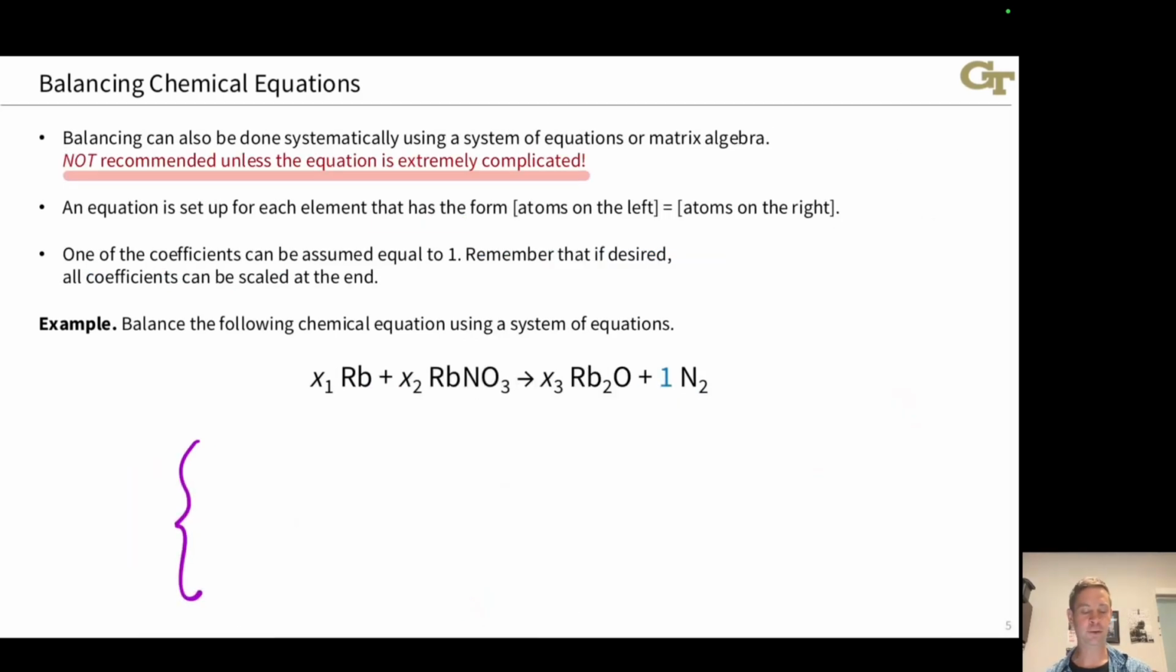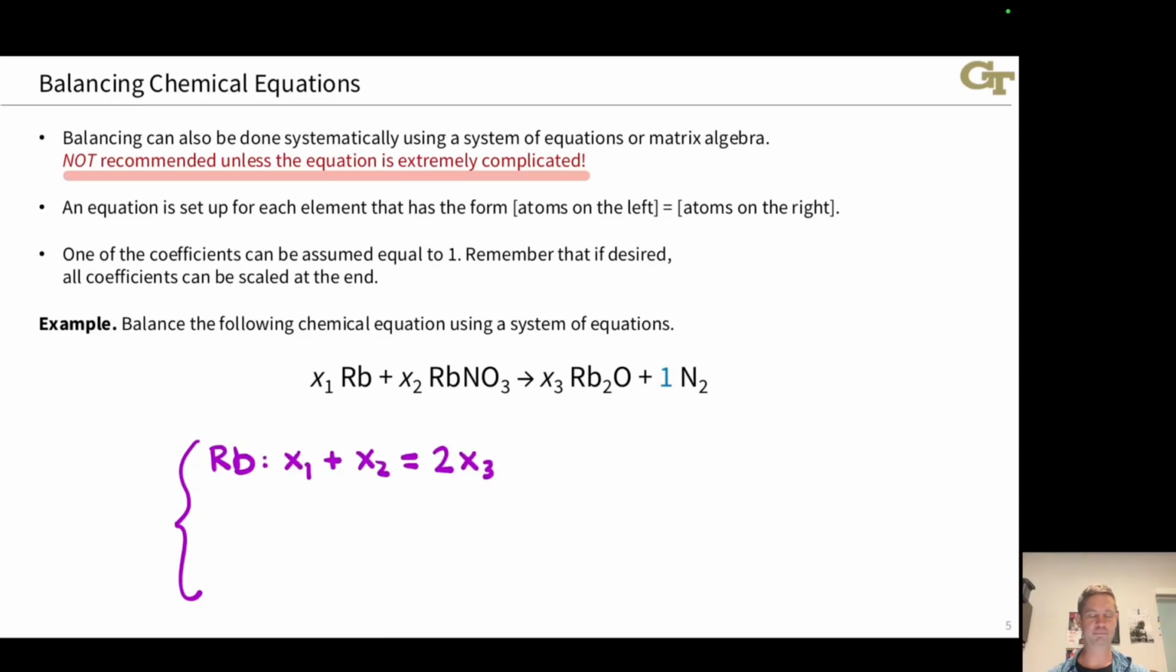And each of those is an equation of the form: atoms of some type on the left is equal to the atoms of that type on the right. Just a balance equation. We can always assume one of the coefficients equal to 1, as I noted in the previous process, and it's still true now. And we can always scale at the end if we don't like having 2.33 or some decimal or fractional coefficient in the equation. Okay, so let's look at an example of how this goes down with the rubidium reaction that we saw previously.